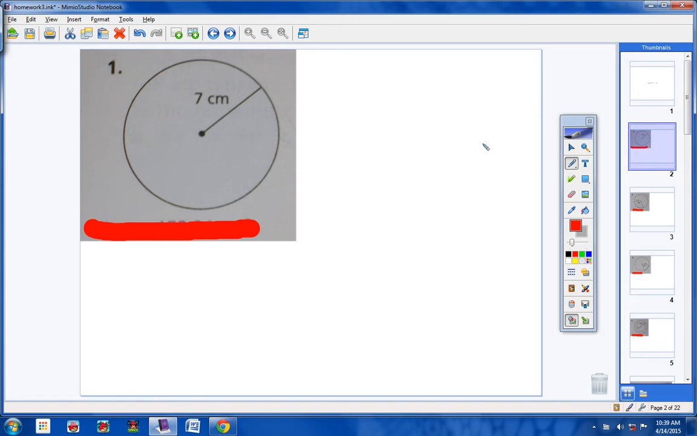First of all, numbers 1 through 4, they want us to find the area of the shaded region. Now, number 1 is pretty simple. The entire circle is shaded in. So in order to find the area of a circle, we use the formula pi times r squared.